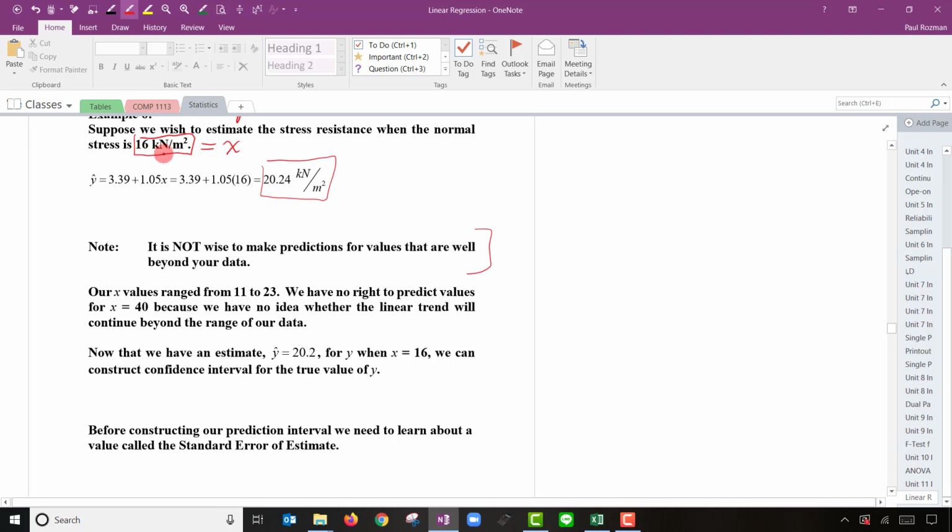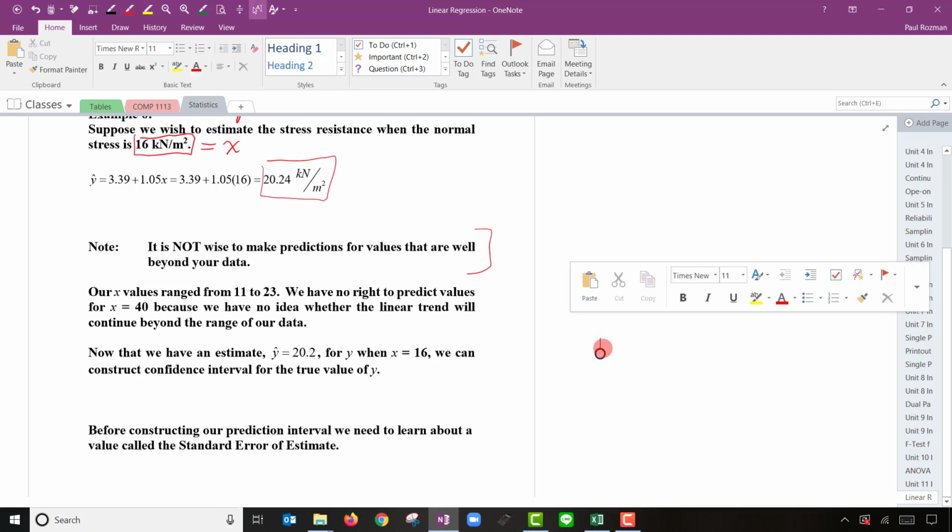If you put 16 on top, is it going to be 20.24? No, it's going to vary. So if this is an estimated value, well, I guess there's a theoretical correct value. Therefore, we could do maybe a confidence interval for the actual value using our predicted value. But before we can do that, we need to define something else.